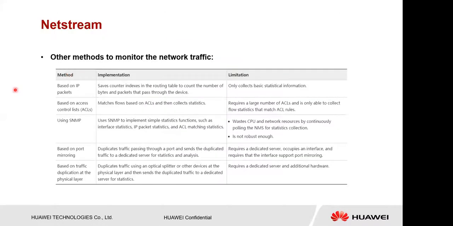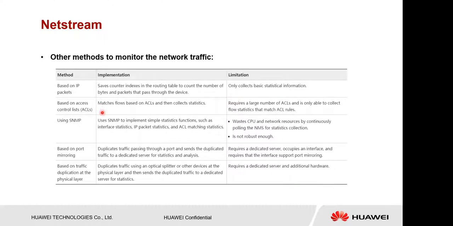We have other methods also to monitor the network traffic. There are a few methods in this table here, such as based on IP packet, where it saves the counter indexes in the routing table to count the number of bytes and also the packet that passes through the device. However, this method only will collect the basic statistical information.